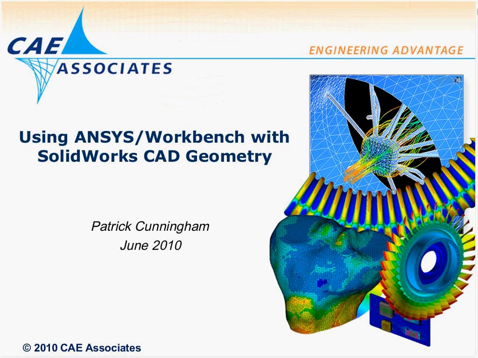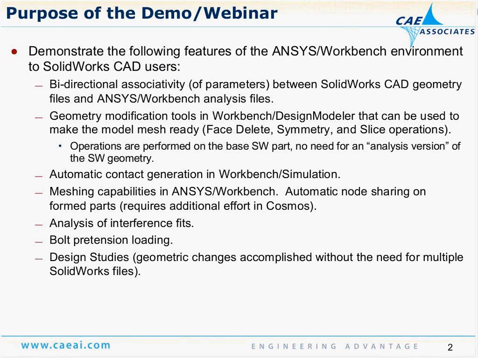Many of you probably saw this synopsis on our website. The types of things that we'll be displaying today. We'll be showing the bidirectional associativity of CAD parameters between, in this case, SolidWorks CAD geometry and our ANSYS Workbench analysis files. Now, this is not limited to SolidWorks. This is also something that can be done with Autodesk Inventor, Pro E, Unigraphics NX, Mechanical Desktop, and Solid Edge, in addition to a few others.